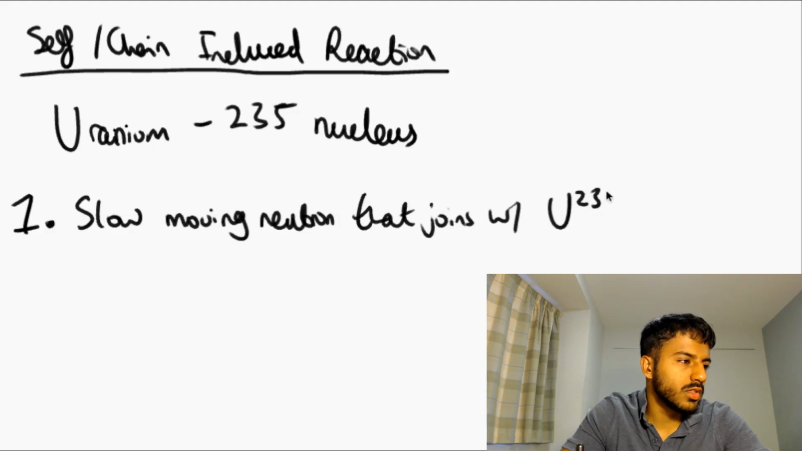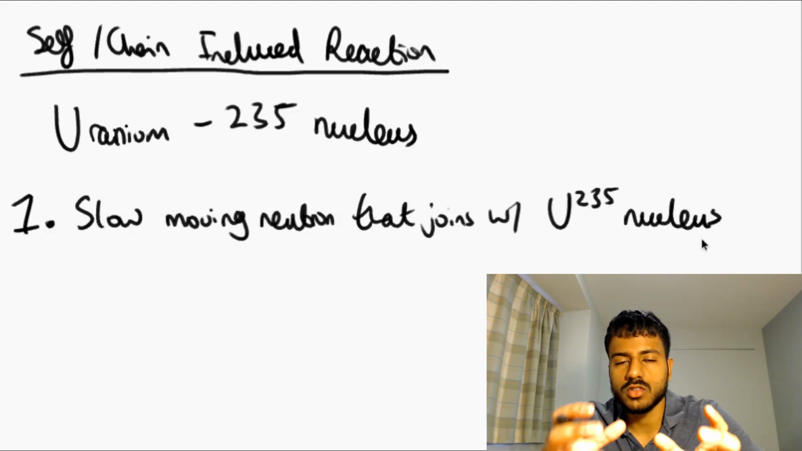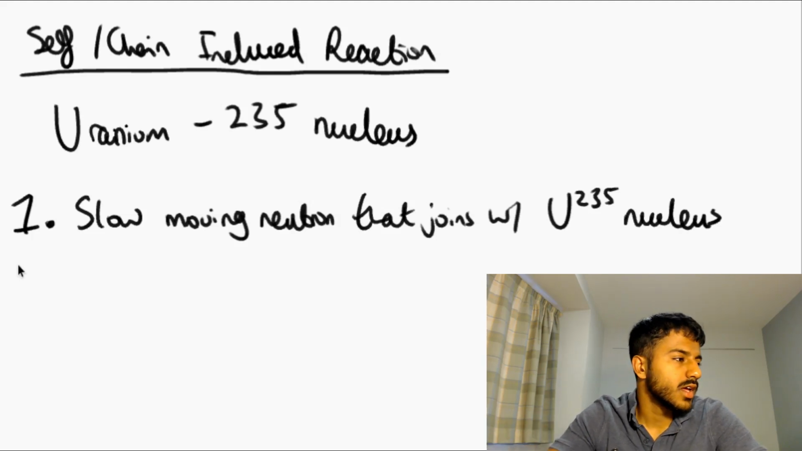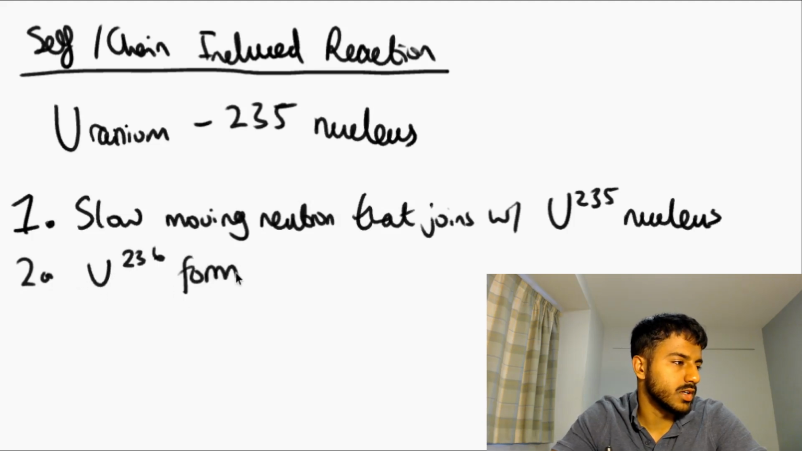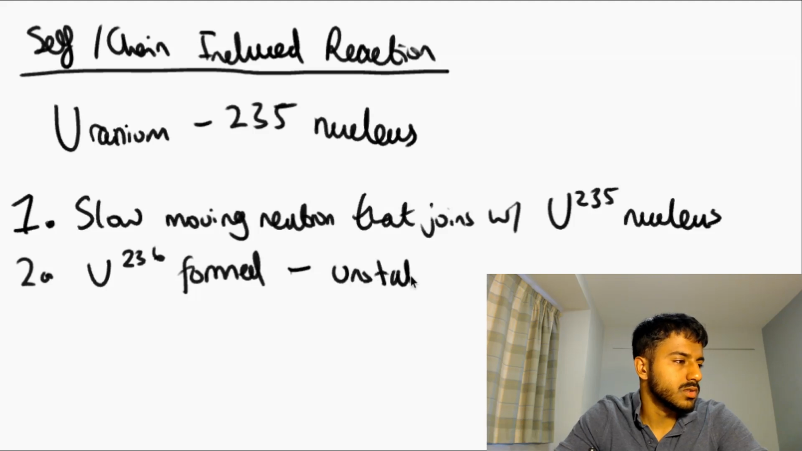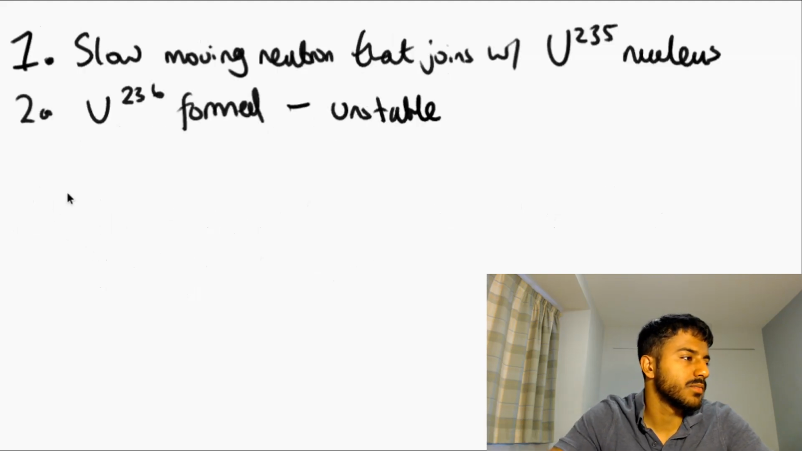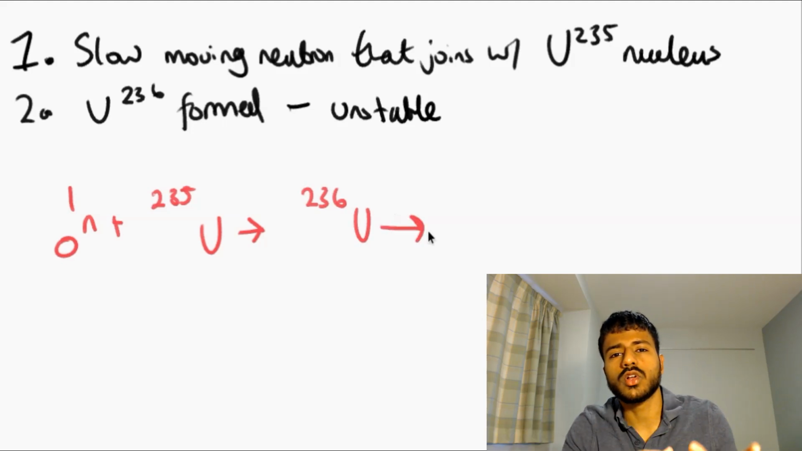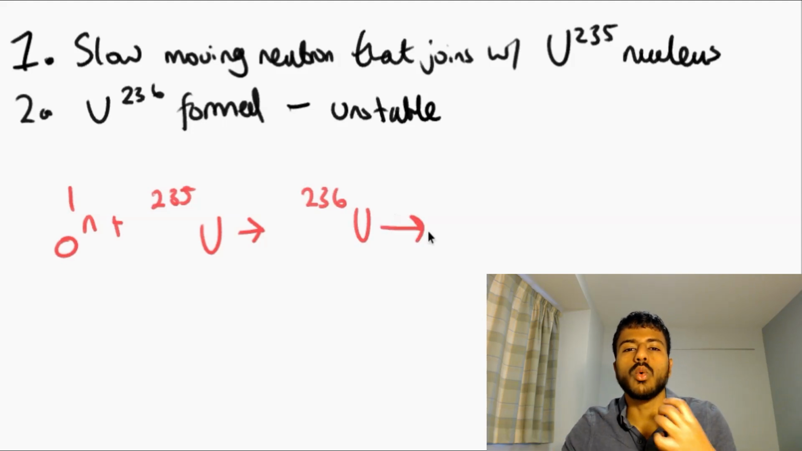a uranium 235 nucleus. So when this neutron joins with a uranium 235 nucleus, it forms a uranium 236 nucleus, and this is unstable. So let's look at the equation to represent what happens here. You have a neutron plus a 235 uranium nucleus, and this will join together to form a 236 uranium nucleus. And because that nucleus is unstable, it will then go on to decay and form other nuclei.